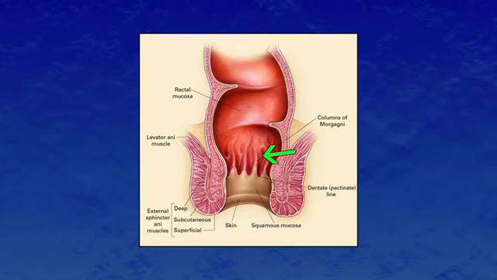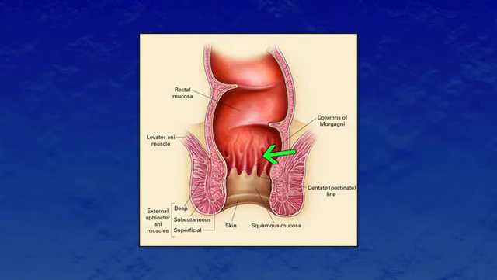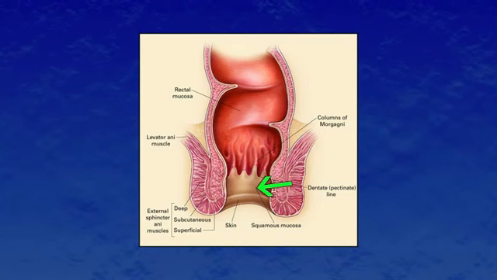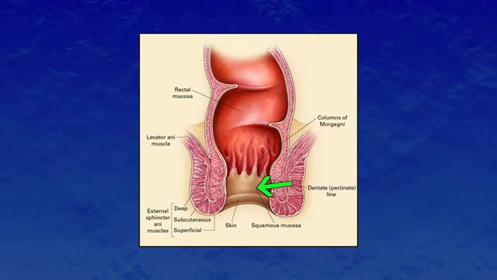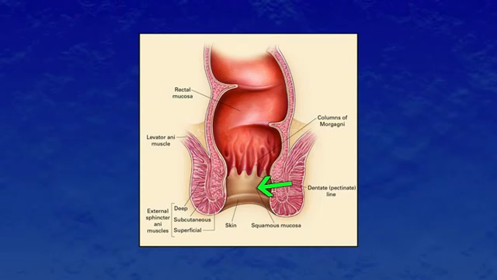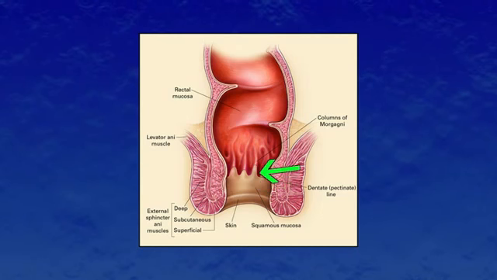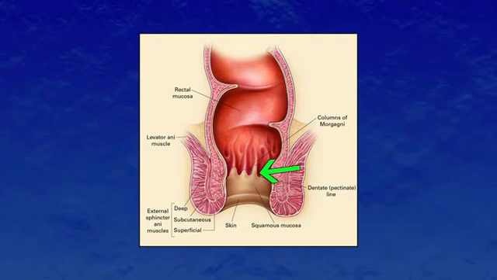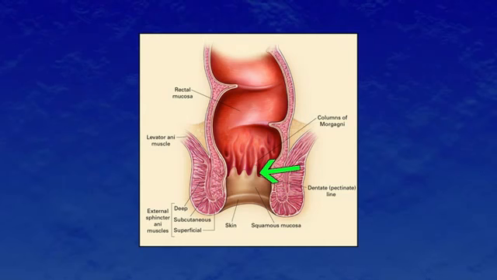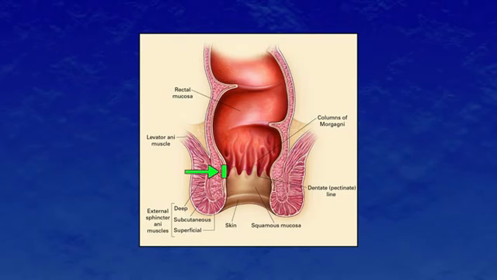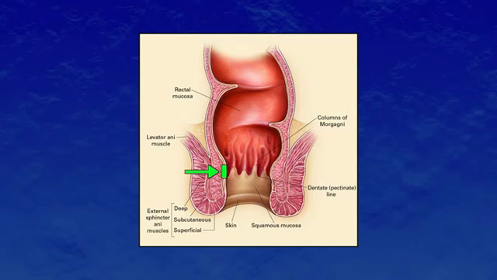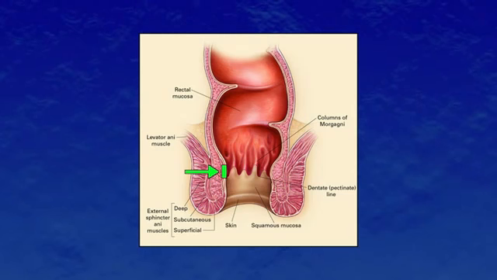Superiorly, there's the delicate glandular epithelium of the lower rectum. Inferiorly, there's the squamous epithelium of the lower anal canal. And between the two, there's an area which is termed the transformation zone or the transition zone. And this is where the delicate glandular epithelium undergoes what's called metaplasia to become squamous epithelium. This TZ, as we call it, is the area which is most vulnerable to the effects of the human papillomavirus.